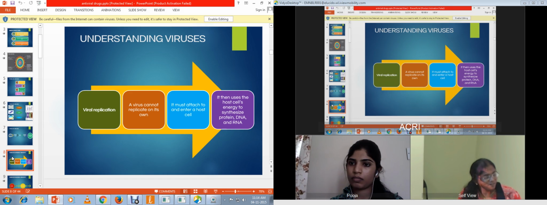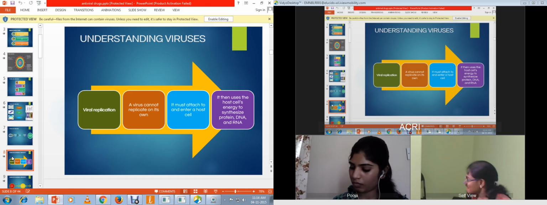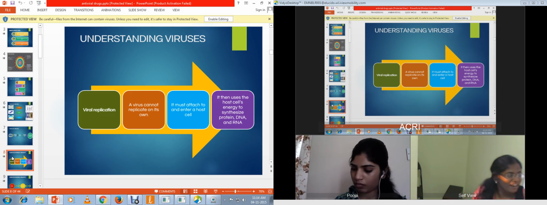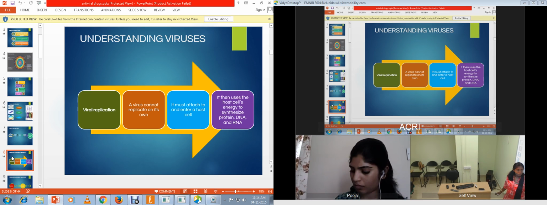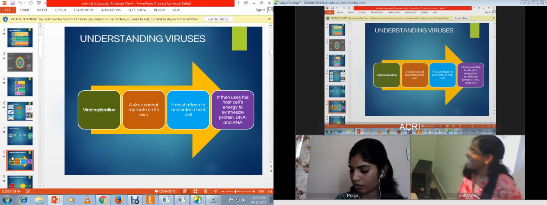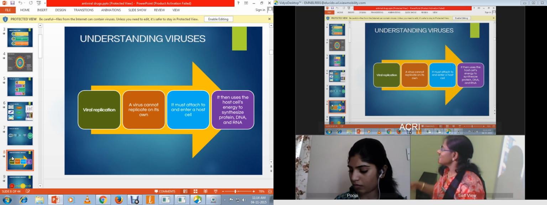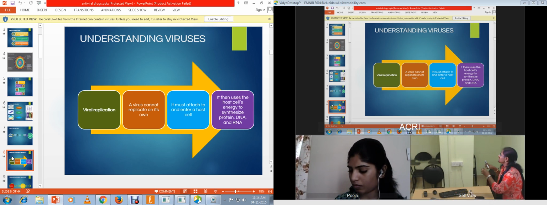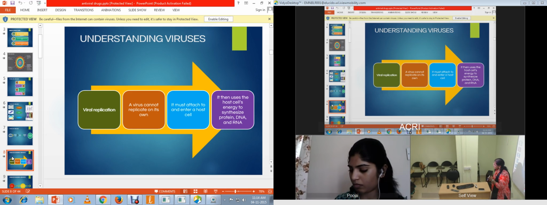Now how does viral replication start? A virus cannot replicate on its own. It must attach to a host cell for replication, and then it uses the host cell's energy to synthesize protein, DNA and RNA. There is an integration of the genetic material of the bacteriophage into the host bacterial cell. Got it?